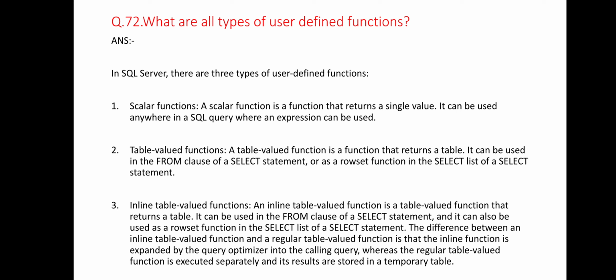Third, inline table valued function. An inline table valued function is a table valued function that returns a table. It can be used in from clause of a select statement, and it can also be used as a row set function in select list of a select statement. The difference between an inline table valued function and a regular table valued function is that the inline function is expanded by query optimizer into calling query, whereas the regular table value function is executed separately and its results are stored in a temporary table.